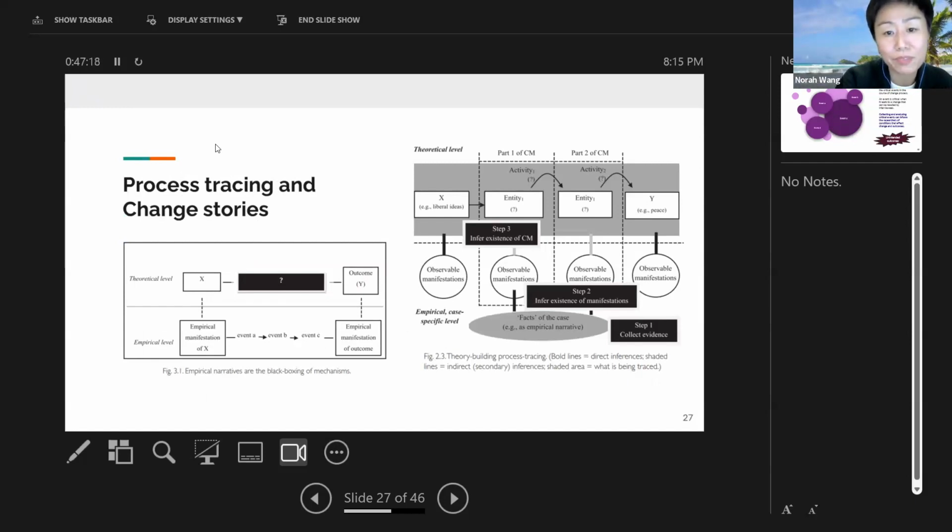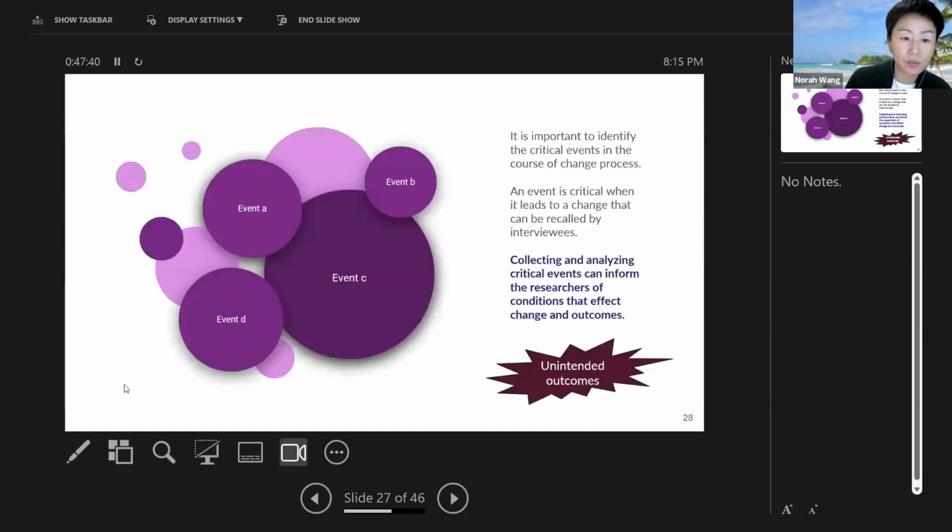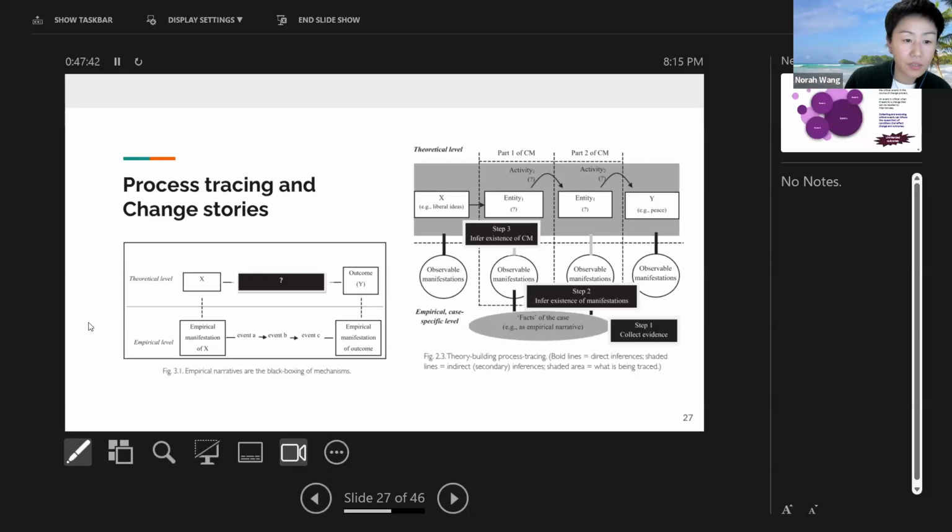On the diagram, you can see a little more of how the time dimension of process tracing can be applied to theory building. For example, at a theoretical level, on the left side of the slide, we have X. Can you see the laser pointer? Okay, good. Sorry, I'm just enjoying some of the technology here. So X is basically the intervention.